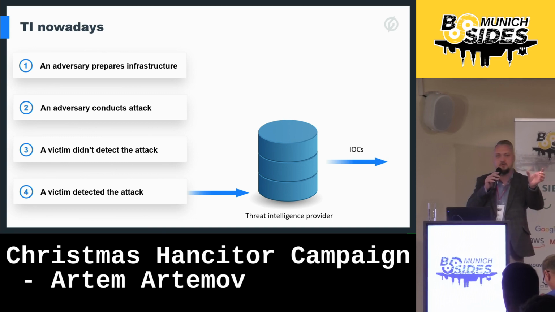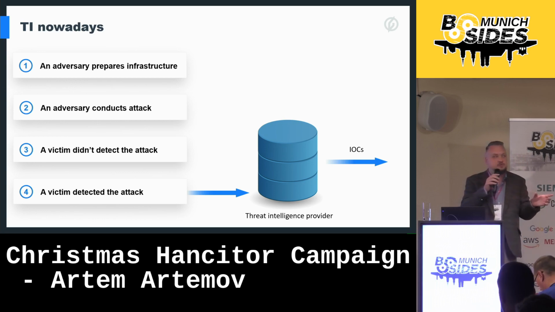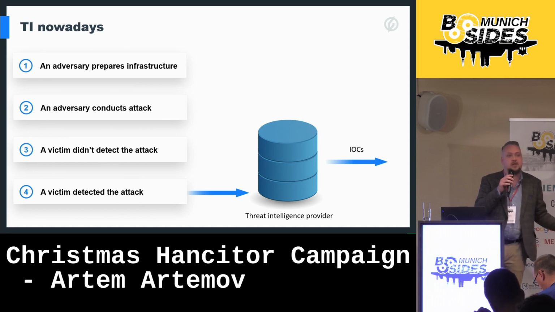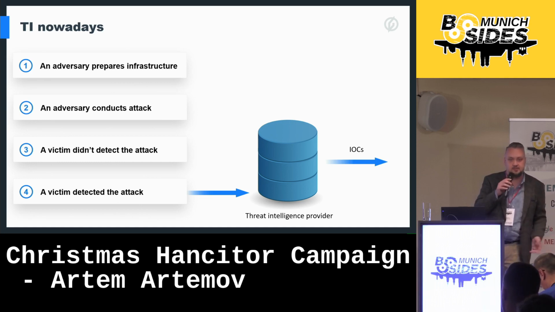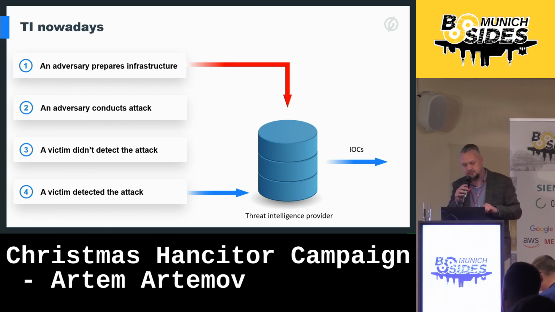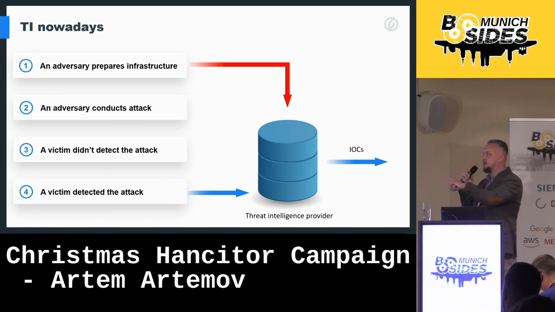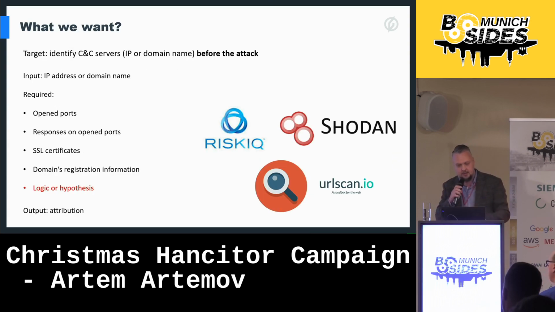It's like it used to be with antivirus solutions. First, we see the sample on, I don't know, VirusTotal, for example. Then the companies provide the signature for a specific virus, and we have it in our databases in a day or two, for example. But we want to do it differently. We want to get indicators of compromise at the very first step, when the adversary prepares the infrastructure. Does it sound strange to you?